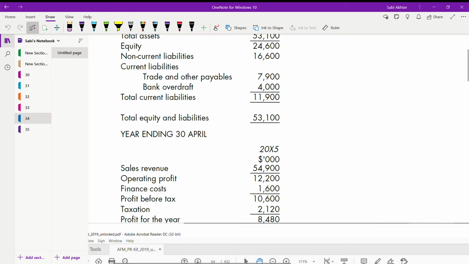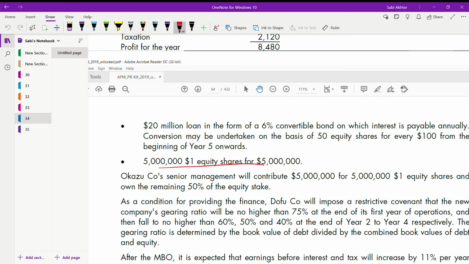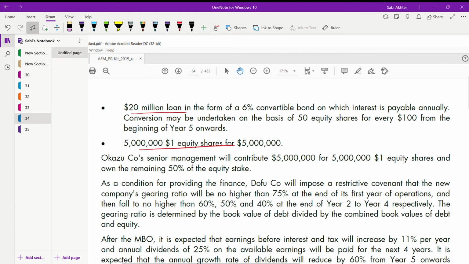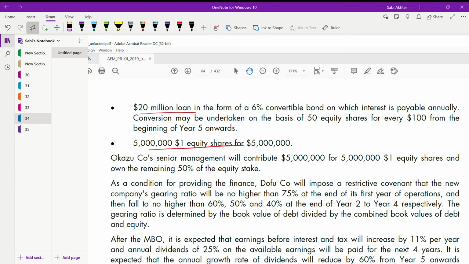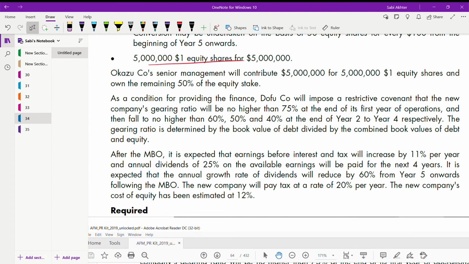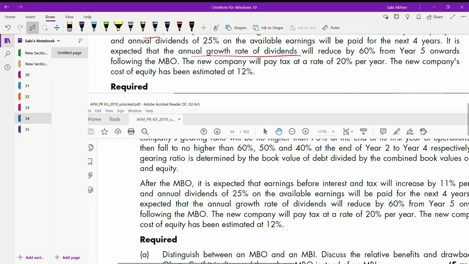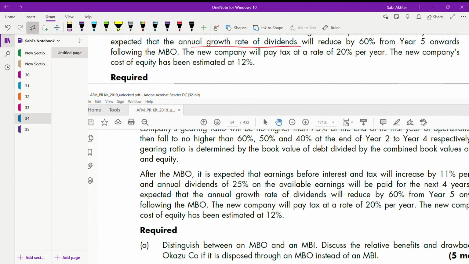So here also you can see as I scroll down, you have also been given some things, how this will change and what it consists of. It is common only. Here also they have mentioned MBO. Here they have talked about the annual growth rate of dividends. That means something to do with dividends will be in this question.